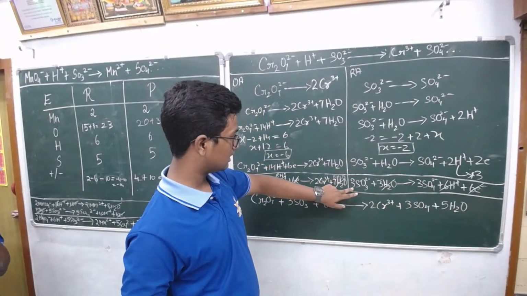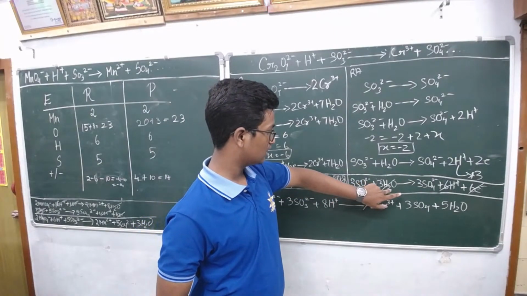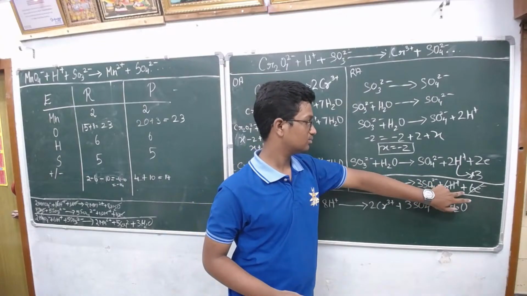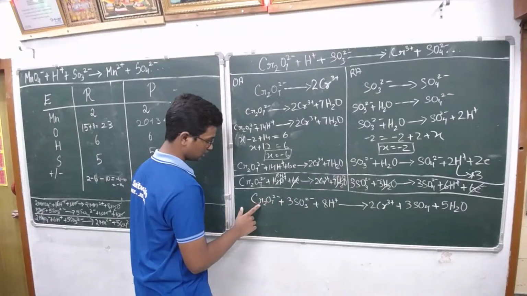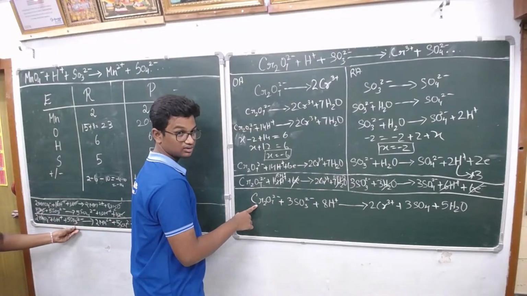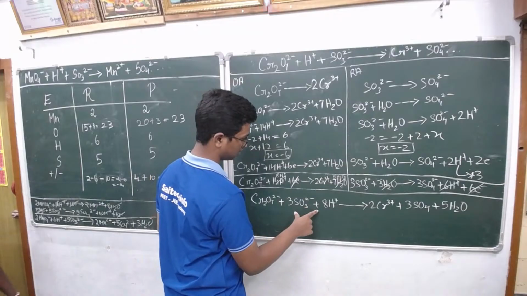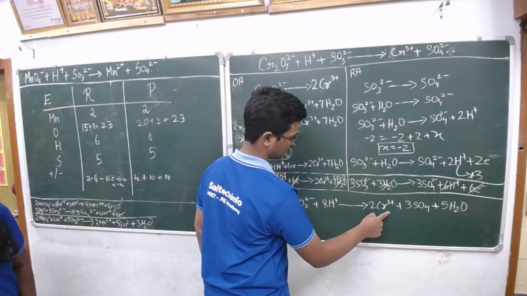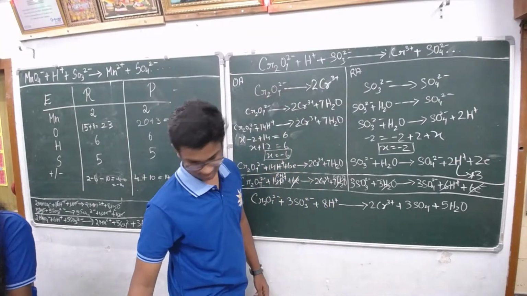So the final equation is 3SO3 2 minus plus 3H2O to form 3SO4 2 minus plus 6H plus plus 6e minus. So by combining, we are getting one equation: Cr2O7 2 minus plus 3SO3 2 minus plus 8H plus to form 2Cr3 plus plus 3SO4 2 minus.